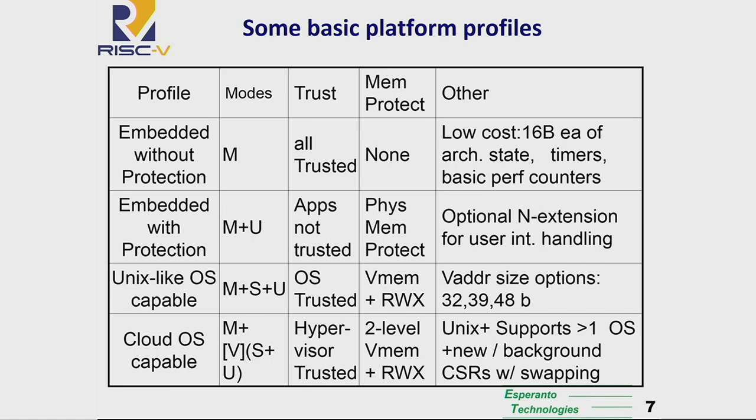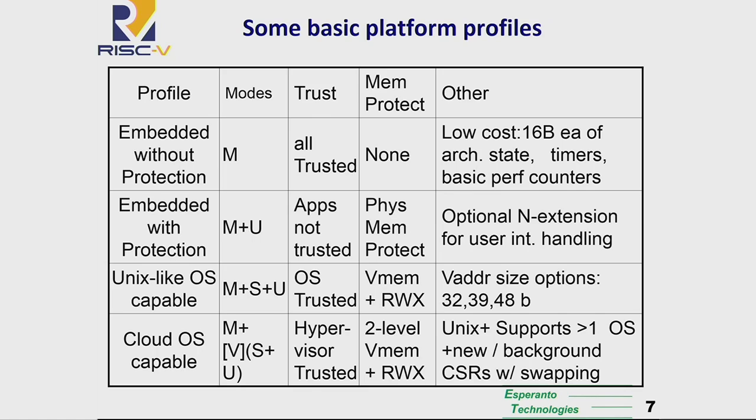Some of the differences between those platform profiles are whether things are trusted or not, what modes are implemented, and a few other odds and ends. For simple embedded without protection, we have machine mode. That's the most basic set of modes that we have. The next is machine and user mode. If you're implementing an OS, you have a supervisor mode that slips in between. If you have a cloud OS, then you virtualize both supervisor and user mode. You can see what the trusts are, and what they've added primarily are things like physical memory protection, if you need protection. For Unix, you have virtual memory protection and read-write-execute permissions. And a cloud OS would actually have two levels of that.